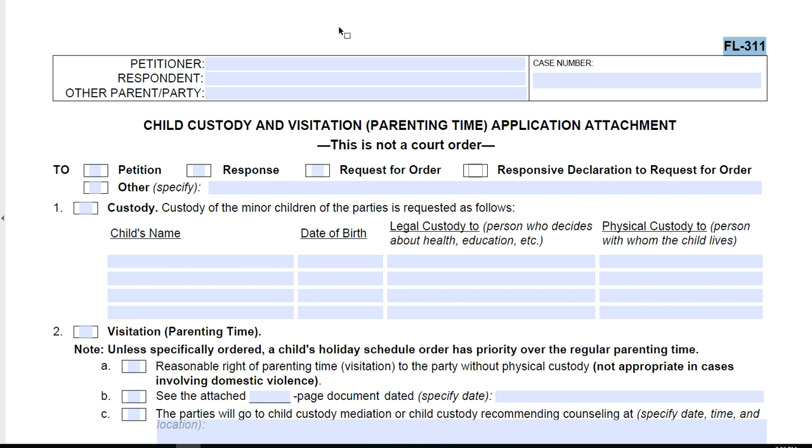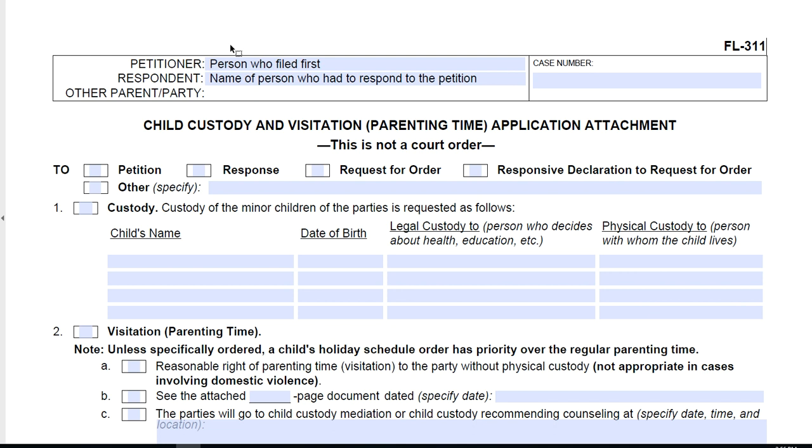Okay, so let's start here. You'll fill this out by putting in the name of the petitioner. The petitioner is the person who filed first. They will always be the petitioner, and the respondent will always be the respondent. So in the name of a respondent, we'll put in the name of the person who had to respond to the petition. Okay.